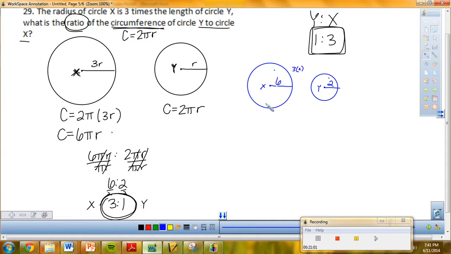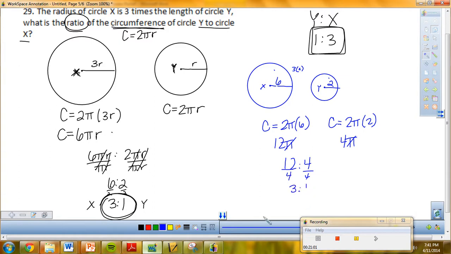So now I can compare the circumference of this one, which is 2 pi times my radius, which is 6, and the circumference of this one, which is 2 pi times my radius, which is 2. So here I have 12 pi, and here I have 4 pi. I still can get rid of the pi's because they're the same in both, and so I'm comparing 12 to 4. I can take a 4 out of both, and so I still get 3 to 1.